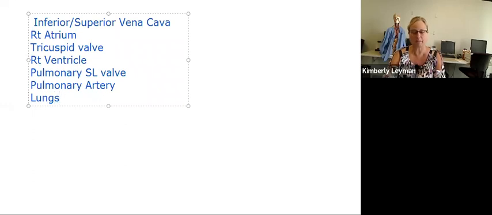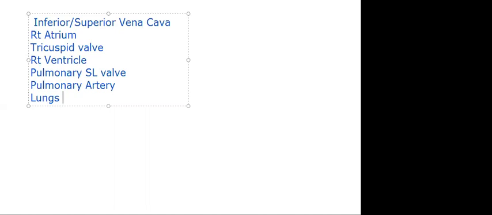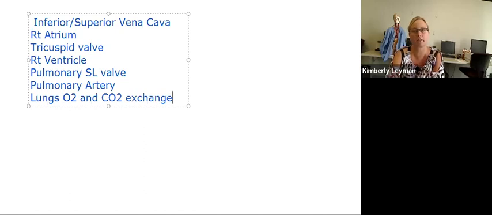Okay, so now pulmonary artery brings the blood to the lungs, and what's happening at the lungs? Exchanging. Getting oxygen. Yep, dropping off that carbon dioxide. So that's what we breathe out, and we took a big breath of air, and that oxygen is going to be going onto those red blood cells.